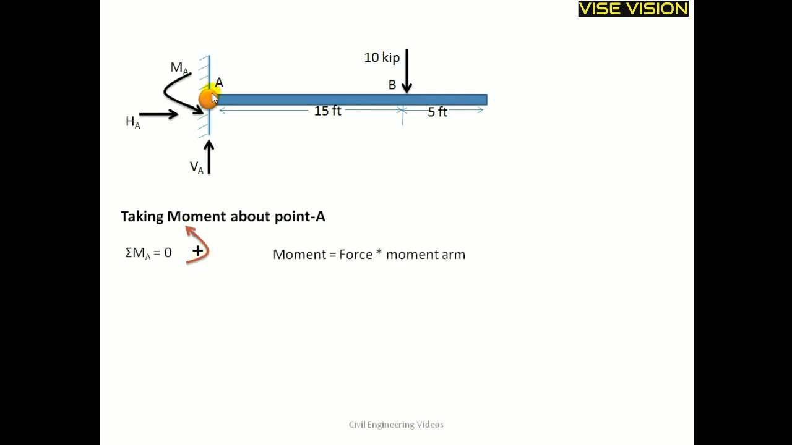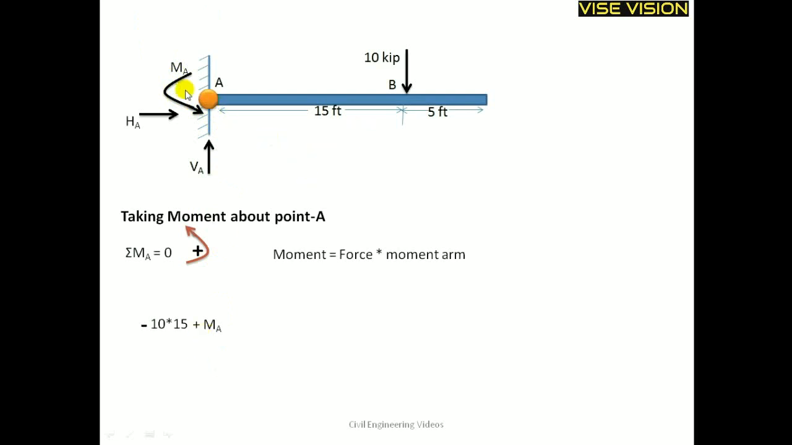Moment is equal to force into moment arm. Here you can see the 10 into 15. 10 is the force, this point load, and 15 is the moment arm of this force about point A, the vertical distance between the point of application of this force and point A. Here this point load creates the clockwise moment about point A, so that is why we have taken it as negative. MA is creating the counterclockwise moment about point A, so it is taken as positive.